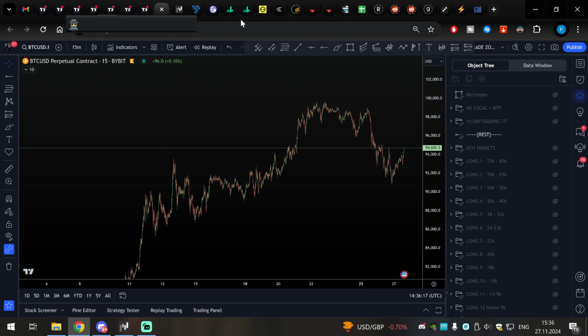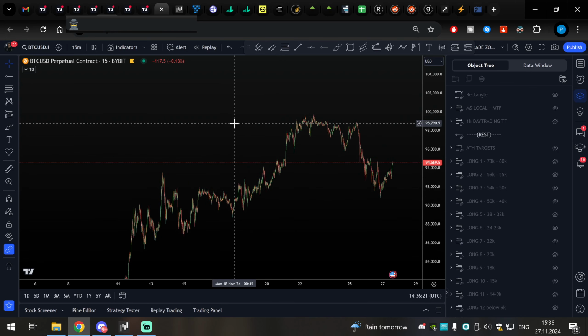So we did technical analysis. We can have a look at order flow. Then I will be talking about MicroStrategy and maybe I will take one or two trades today.